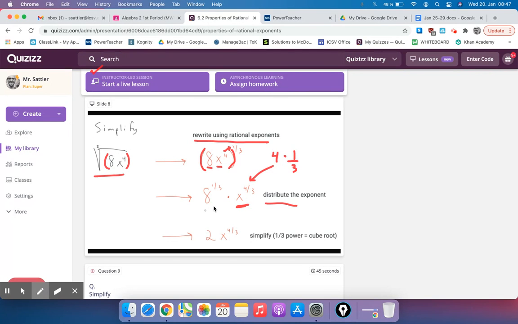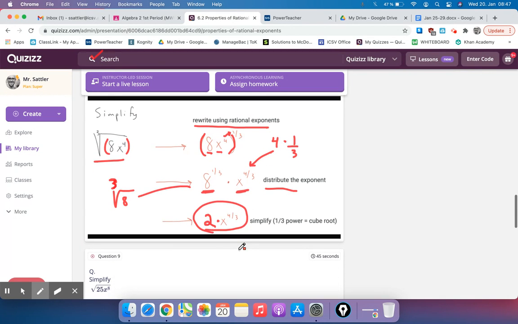So that's taken care of, but now we have to go back to root form here. 8 to the 1/3 means just the cube root of 8, which is what times what times what is 8, and that would be 2. So we get 2 times x to the 4/3, which would be the final, like the most simplified version you could do. Okay.